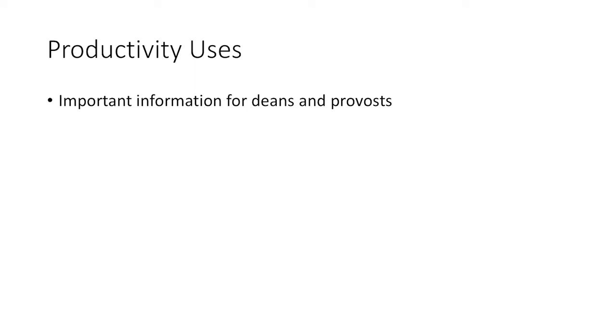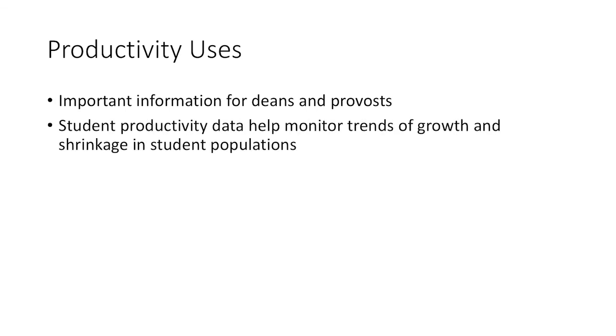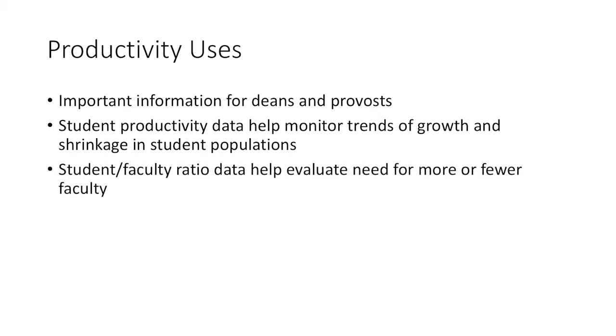So let's talk about why we do all this technical work. This is, as I say now for the third time, esoteric information, but it's really important for academic leaders, for deans and provosts to figure out what's happening. Student productivity data helps monitor trends of growth and shrinkage in student populations very precisely. Student-faculty ratio data help you evaluate the need for more or fewer faculty. So in teacher education, in the previous example, you probably need to let a faculty member go.